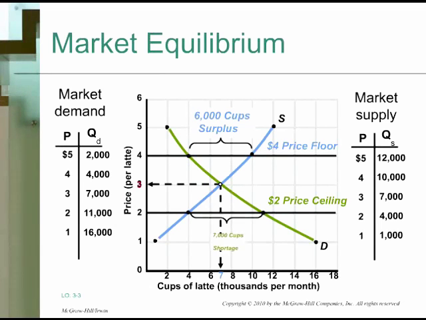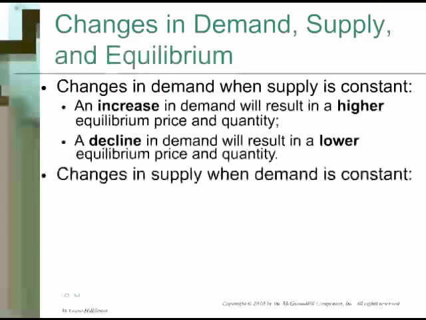Now suppose that the government instead imposes a price ceiling of $2 per cup, maybe in order to boost coffee consumption and increase productivity, or to make lattes accessible to all. At this price, consumers would want to buy 11,000 cups of latte per month, but the supply is only 4,000 cups. Thus, there is a shortage of lattes equal to 7,000 cups per month.